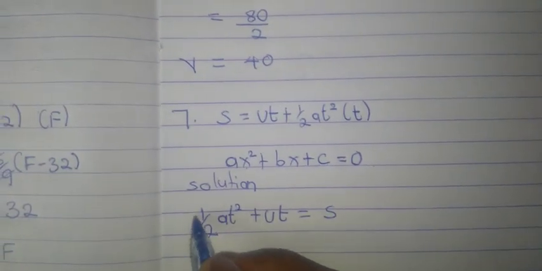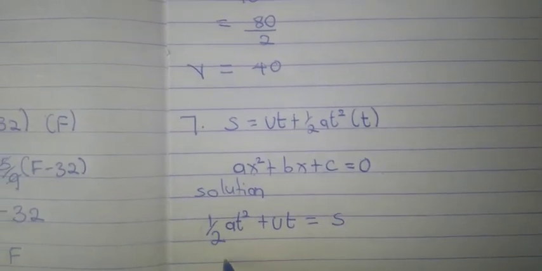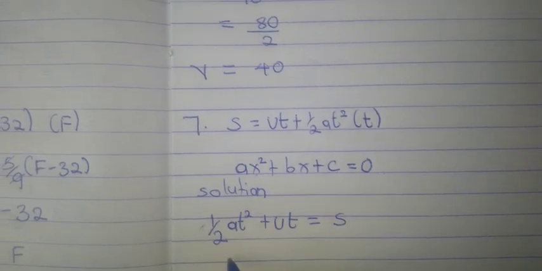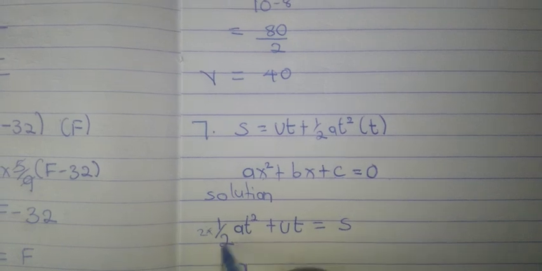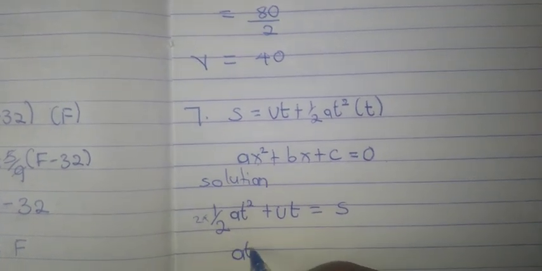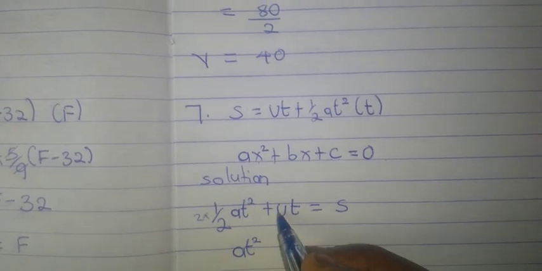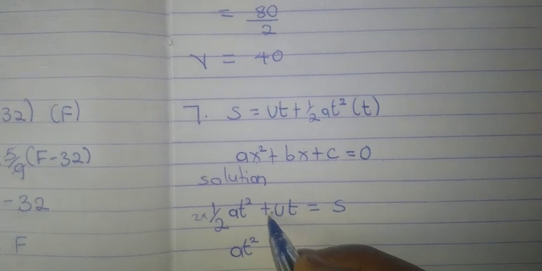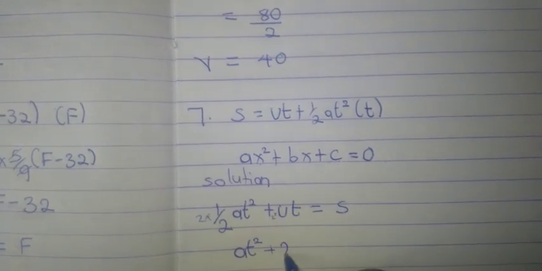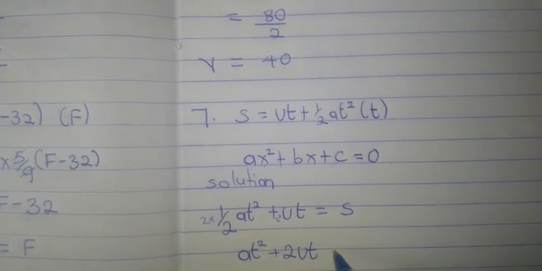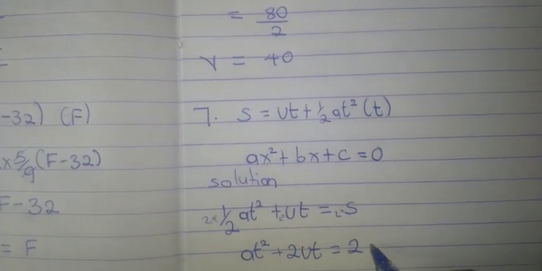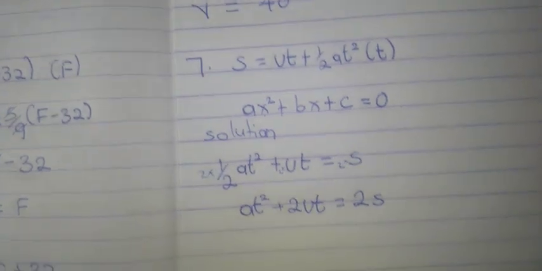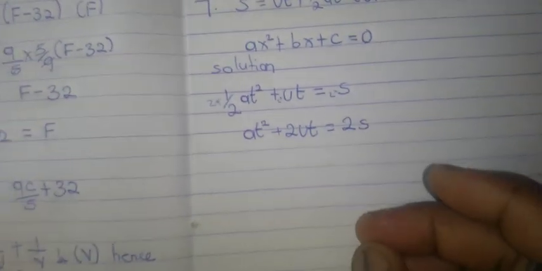Multiplying by 2, the 2 cancels out with this 2. I remain with the a. Multiplying by 2, the 2 cancels out with this 2. I remain with at squared. I multiply this also by 2, and I remain with 2ut. I multiply this by 2, and I remain with 2s. So I've eliminated the denominator.